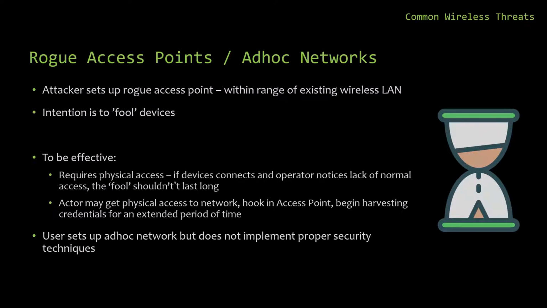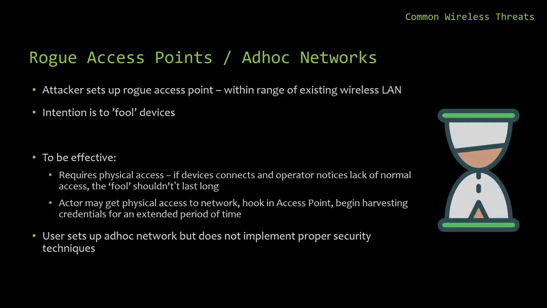Coming into some of the risks or common wireless threats, we can see in this particular slide we talk a little bit about rogue access points or ad hoc networks. This might be where an attacker could take advantage of a rogue access point and set that up within an existing wireless LAN. The intention would be to fool the person who is trying to connect to that wireless network by maybe spoofing the SSID or something similar. But the user on the end of that device won't necessarily realize that they're connecting to the wrong network, and that could lead them down a couple of different paths.